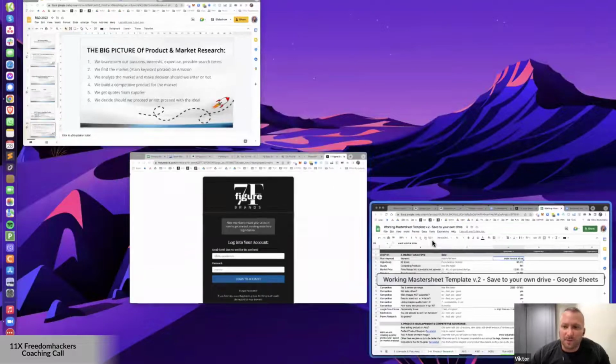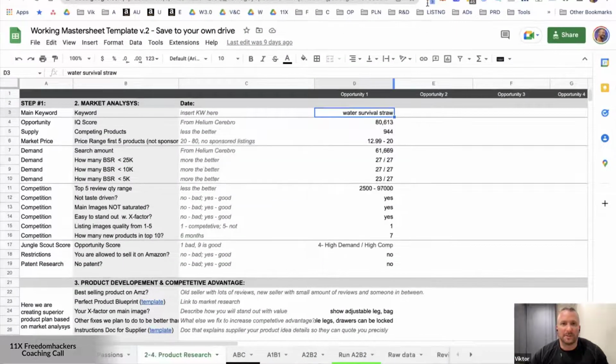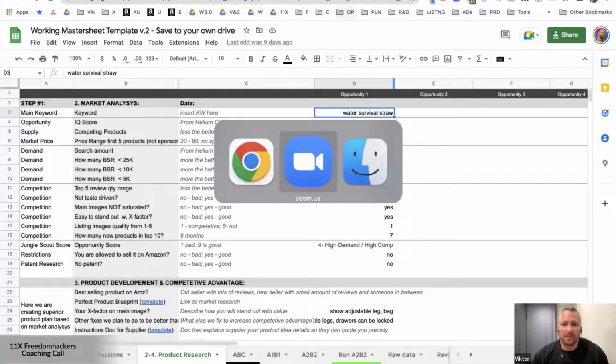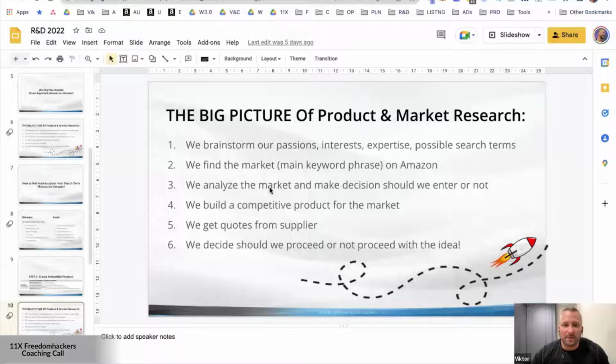And for example, let me try to find this. Yeah, this is wrong. I just had it open, but then I had to close it down. Yeah, one second. Let me just find it.